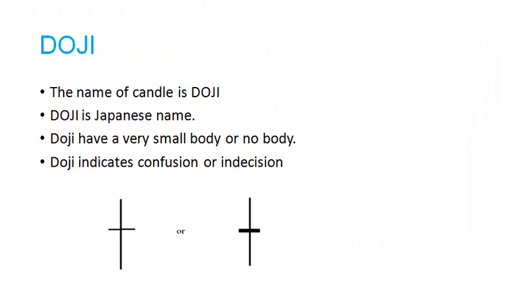So now the next candle is called a doji. Doji is a Japanese name. A doji is a candle which has a very small body or no body at all, and a doji very clearly signifies confusion or indecision in the market. This is a very typical doji where the opening price and the closing price are similar or the same, and because of that, it does not have a real body. So this is also a doji, and this is also a doji.